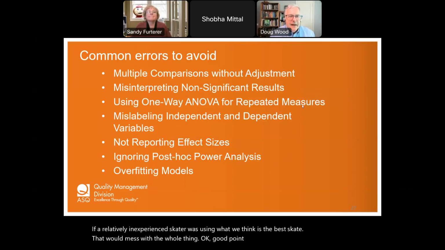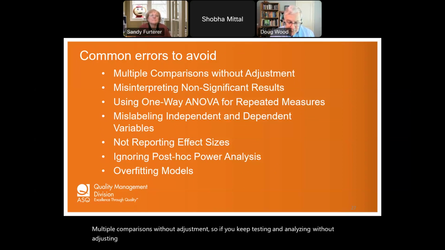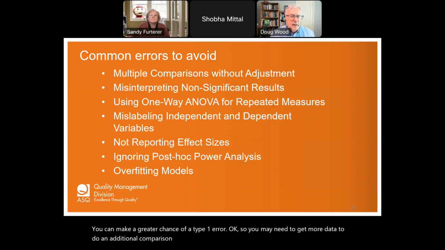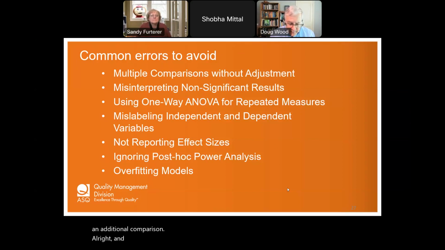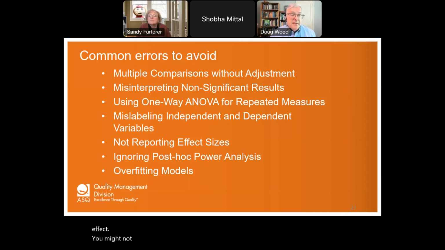Okay, next. Multiple comparisons without adjustment. If you keep testing and analyzing without adjusting, you raise the chance of a type 1 error. You may need to get more data to do an additional comparison. Another problem is misinterpreting non-significant results. Non-significant results do not mean that there's no effect. You might just not have enough samples to see it.